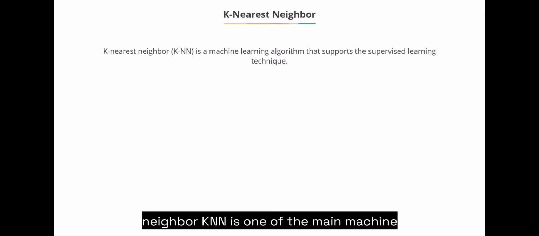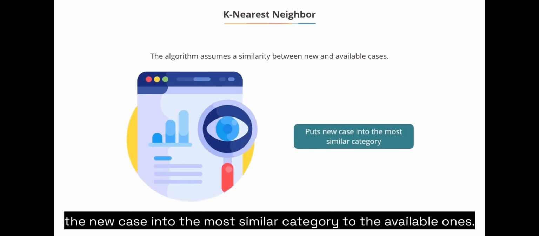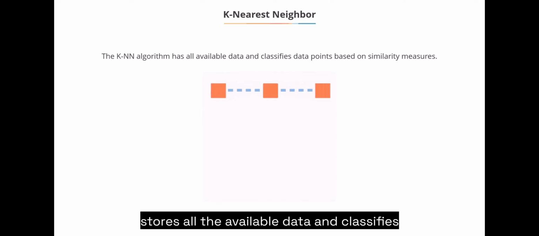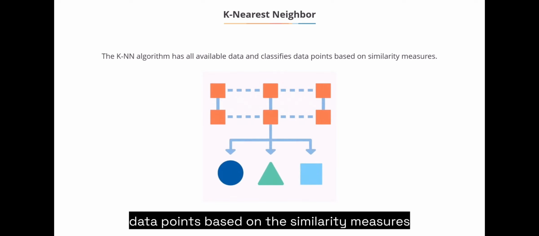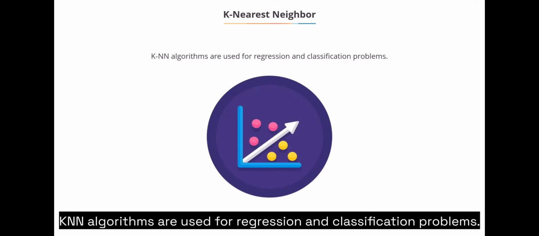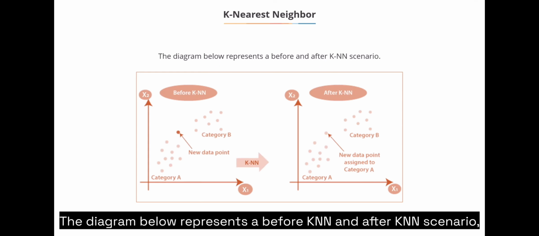K-nearest neighbors. K-nearest neighbor, KNN, is one of the main machine learning algorithms that supports the supervised learning technique. The algorithm assumes a similarity between the new and available cases and puts the new case into the most similar category to the available ones. The KNN algorithm stores all the available data and classifies data points based on similarity measures. KNN algorithms are used for regression and classification problems. The diagram below represents a before KNN and after KNN scenario.